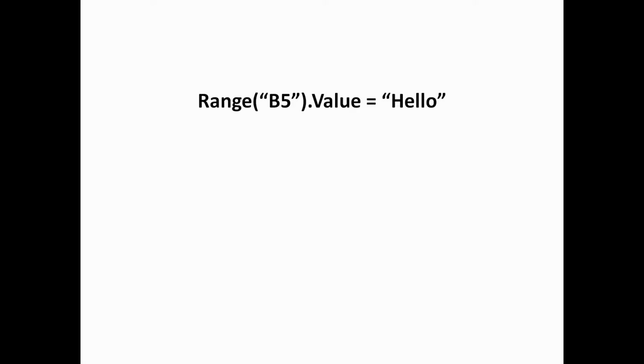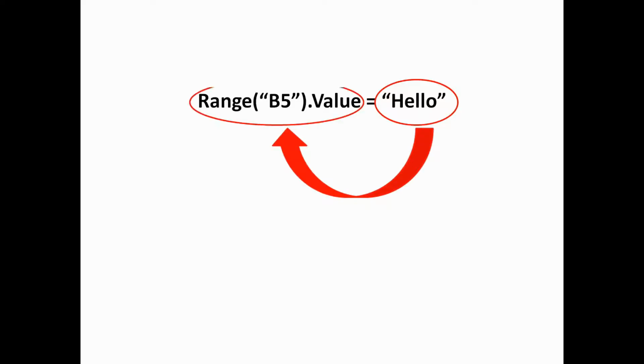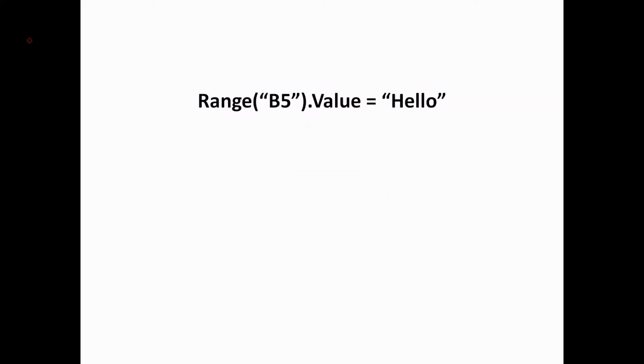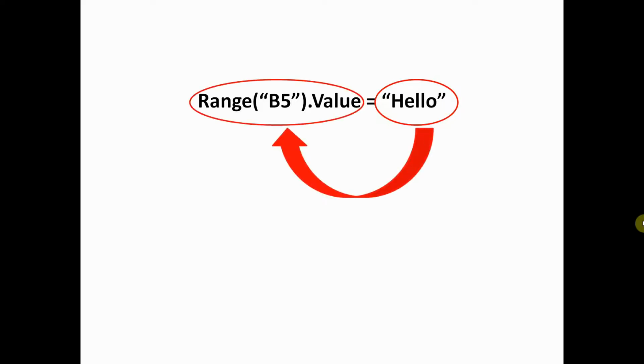Let's go through what happened again. We have taken the word hello. It's on the right hand side of the equal sign. Now whatever is on the right goes into whatever is on the left. Like so. Let's go through this again. Whatever is on the right goes into whatever is on the left.